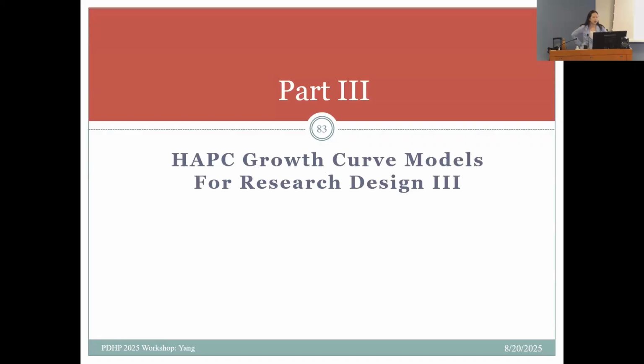So we now move on to part 3. I think part 2 has laid a good foundation in terms of modeling framework, because in a way the part 3 models are still in the family of mixed effects hierarchical linear models, although they are specifically tailored to modeling data that fall in the realm of research design 3.